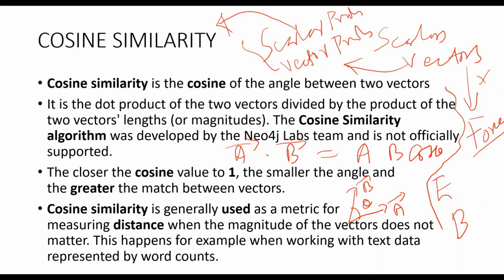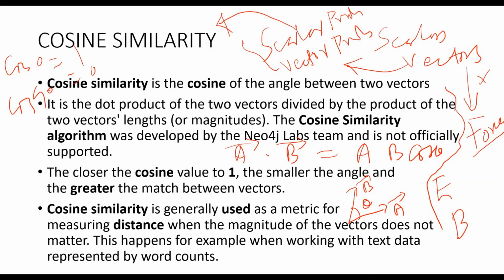The closer the cosine value is to 1, the smaller the angle and the greater the match between vectors. That means we know the values of cos. In math we learn that cos 0 is equal to 1 and cos 90 is equal to 0. That means the closer the cosine value is to 1, the smaller the angle and the better the match between the two vectors.